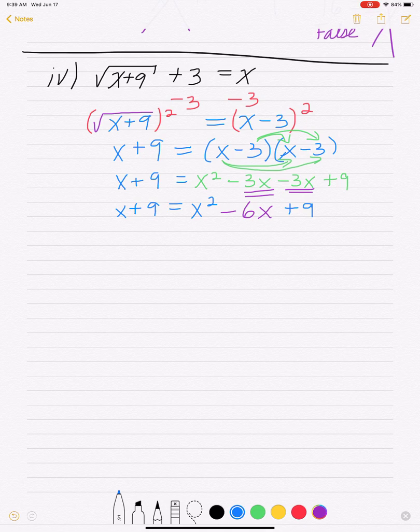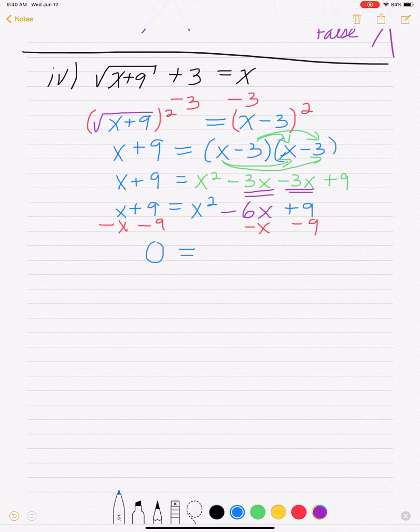We want to get rid of that x plus 9 on the left. So we'll just subtract an x from both sides, and we'll subtract the 9 from both sides. So on the left-hand side, x minus x cancels, 9 minus 9 cancels. We're going to have a big 0.